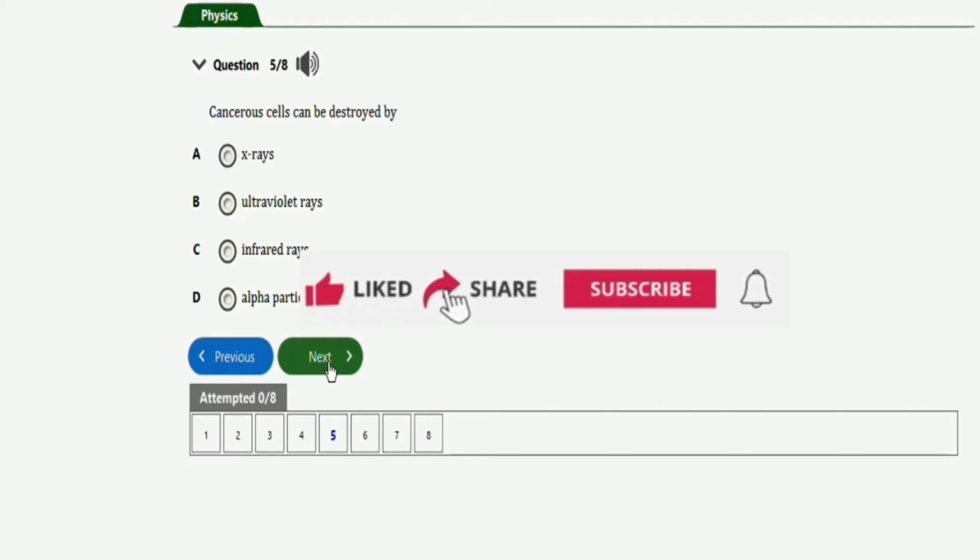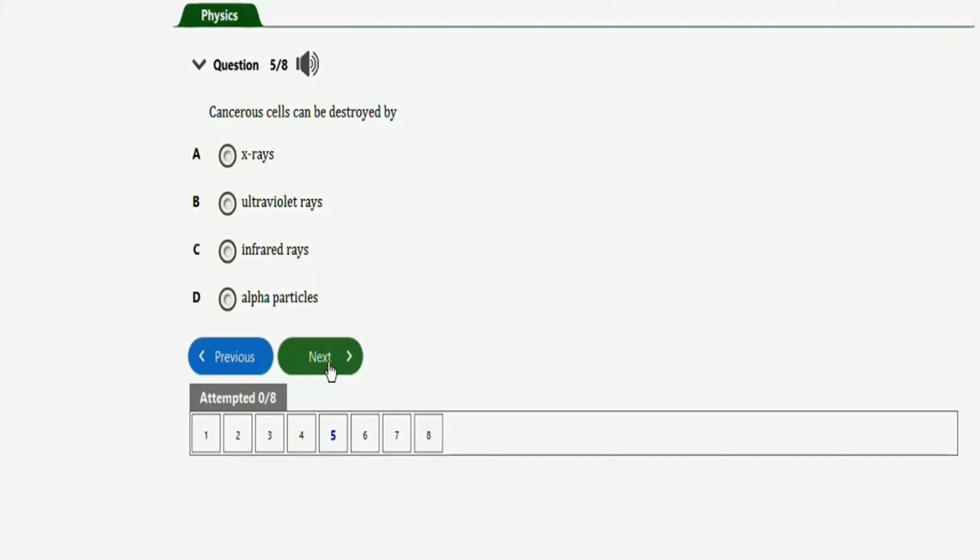This question says, cancer cells can be destroyed by, so this is very simple. The right option will be option A, which is X-rays. So next the question will be this one. It says, the process of detecting a pin mistakenly swallowed by a child is by X-ray therapy. No. Diagnosis, that's correct. Crystallography, that's wrong. Mammography, that's wrong. So the right option is diagnosis.